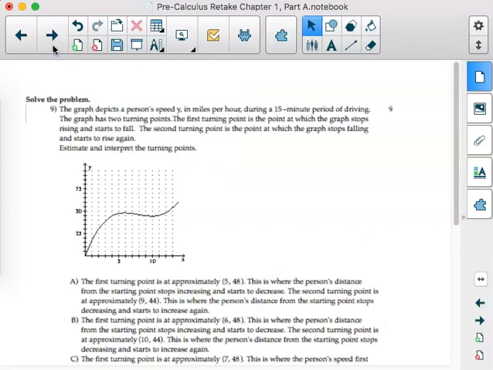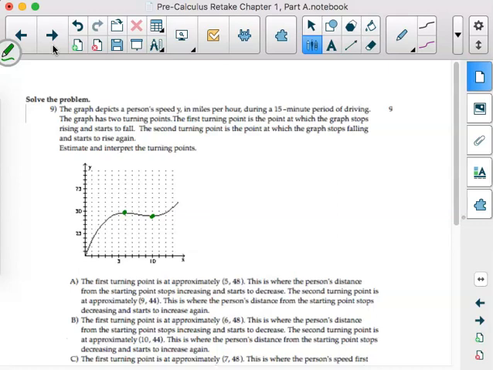Number 9, this one has to do with understanding what those turning points are doing. So the graph depicts a person's speed y in miles per hour during a 15-minute period of driving. The graph has 2 turning points. Looks like we've got a change there and another change right there. The first turning point is the point at which the graph stops rising and starts to fall. And then the second one is when it stops falling and starts to rise. So we can see those two.